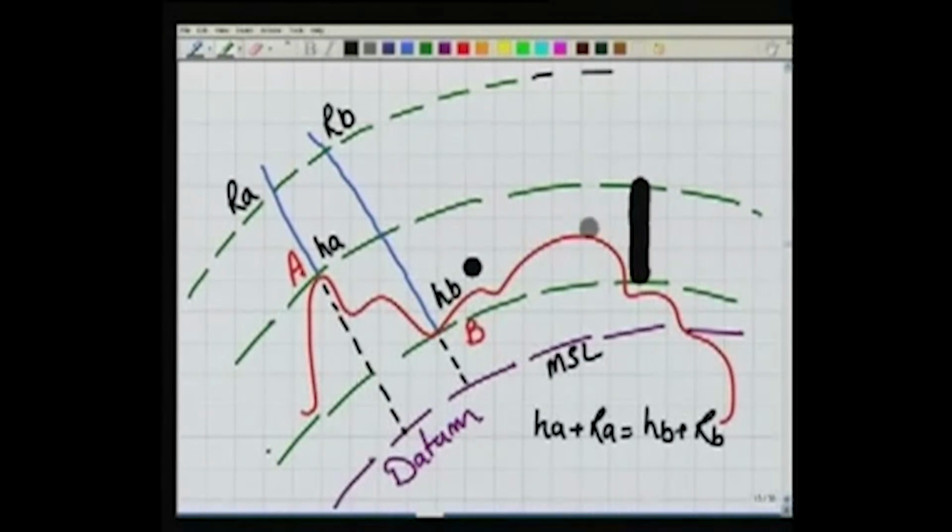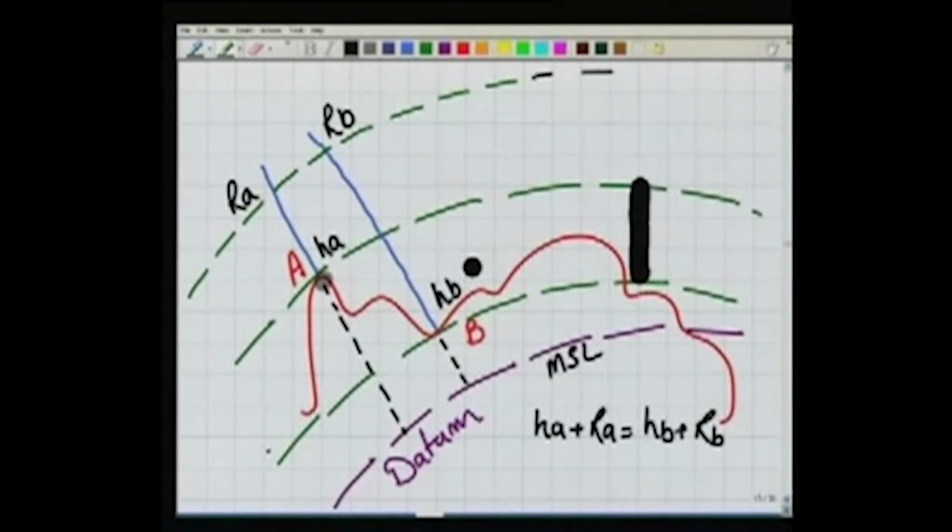So we want to determine this difference between these 2 level surfaces first, then we'll apply it on the known HA in order to determine HB. Well, how to do that?